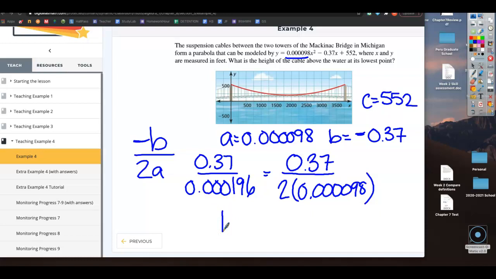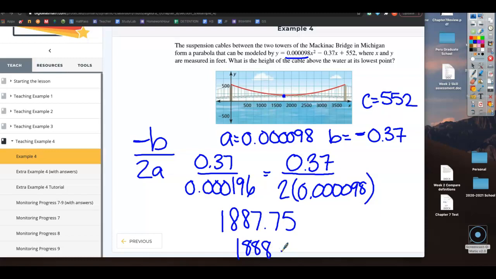$1,887.75. You guys know how to say this number. Let's round to the nearest whole number. What would the nearest whole number be? 1,890. Perfect. And that is going to be the height of the cable above the water at its lowest point. Actually, no. What is that value? That is our X value. That's this point right here, right? Yes. So does that tell us how high it is above the water? No. So what do we have to do with this number? Sub it back into this equation.